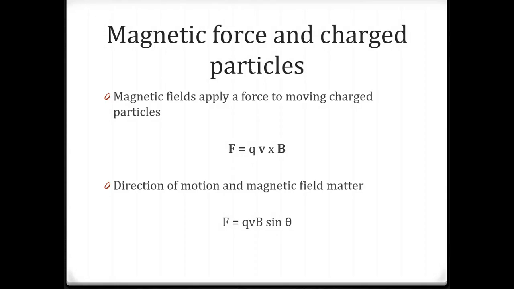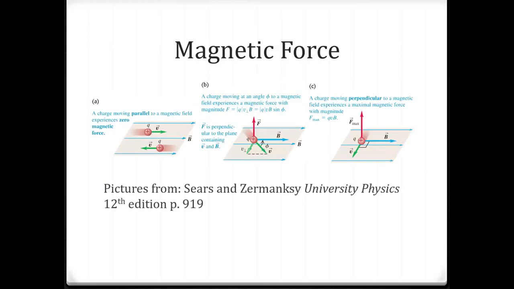So this is really a cross product, Q times V cross B. All the magnitudes of those three values matter, but the direction also matters. If you had a V that was in the same direction as B, you would get zero force, or a V that was in the opposite direction of B, you get zero force. Where force gets maximized is where V and B are perpendicular to one another. So let's look at how we can actually figure out the direction of this force.